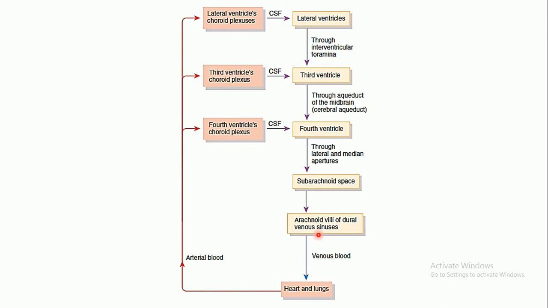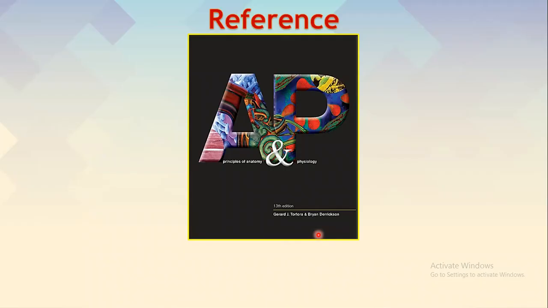And in the meantime, it carries out all the three functions: mechanical protection, homeostasis, as well as the transportation of certain substances. So this is to do with the introduction to different parts of the brain, protective layers of the brain, the blood supply to the brain, and the formation and the flow of the cerebrospinal fluid.